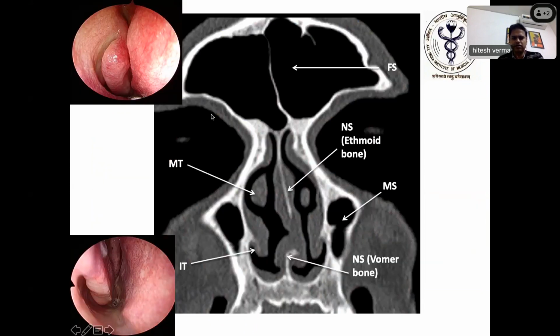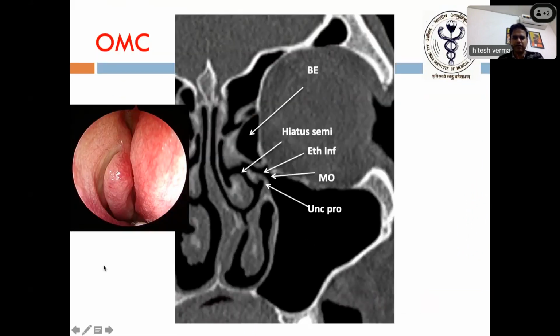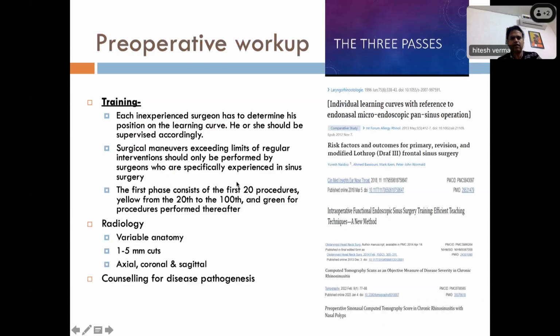So here's again the osteomeatal complex, which we discussed earlier. In the pre-operative workup for primary sinus surgery, the surgeon has to know how to avoid complications, because the risk of complication is high and it has a long learning curve. Surgical maneuvers are exceedingly limited, so regular intervention should only be performed by a surgeon who has enough experience.